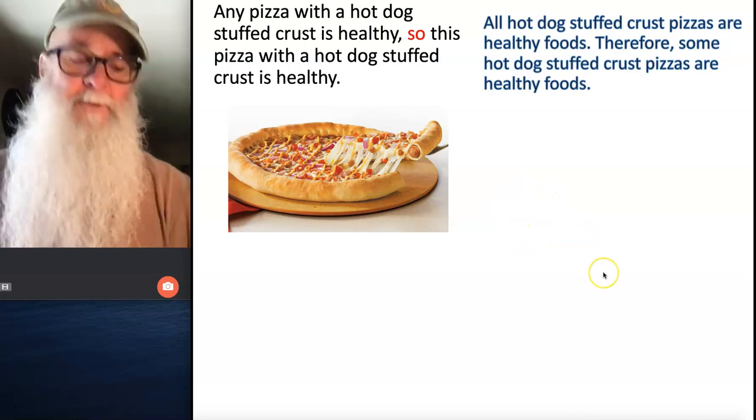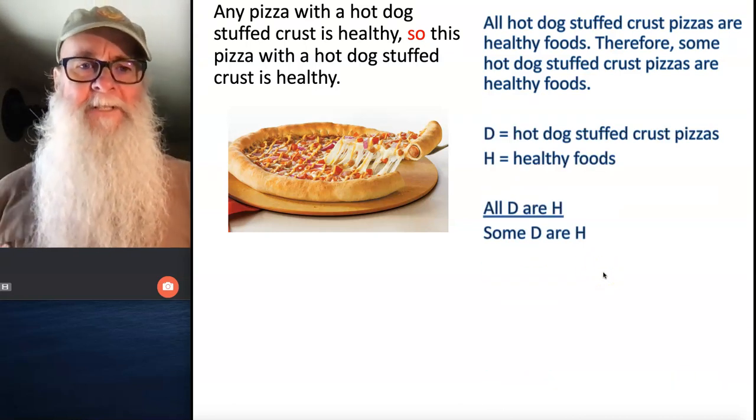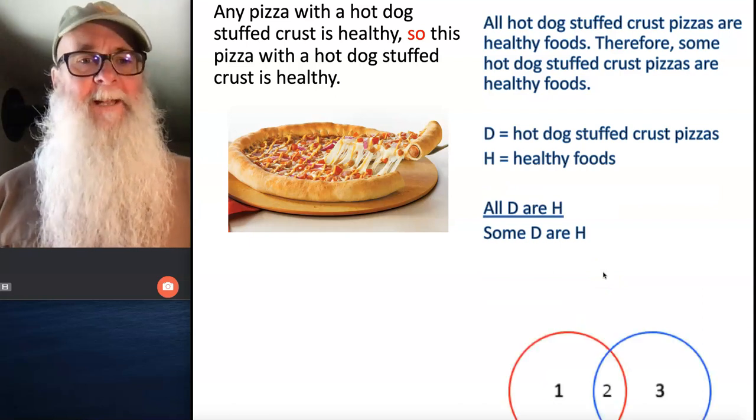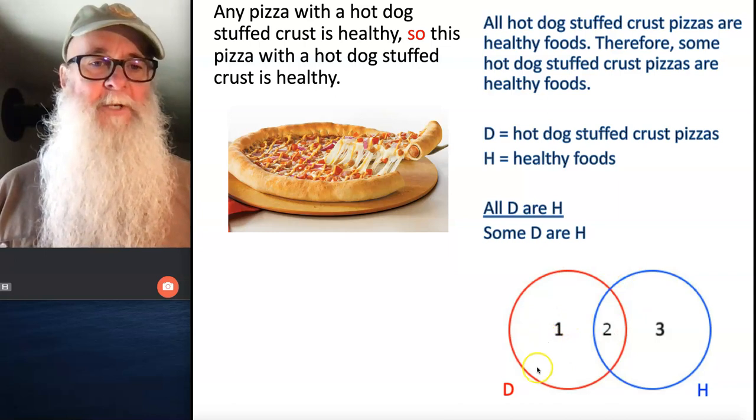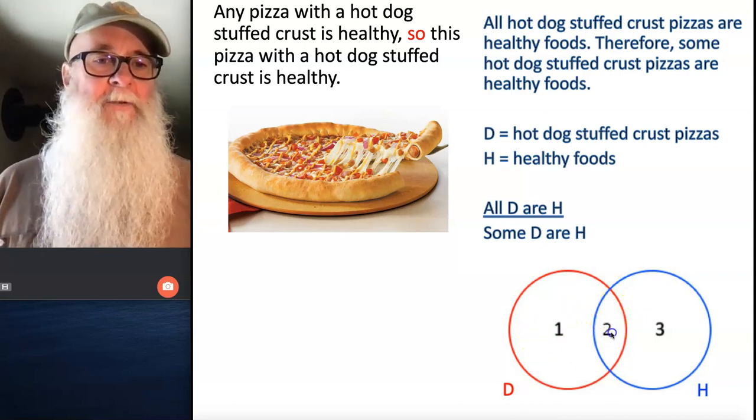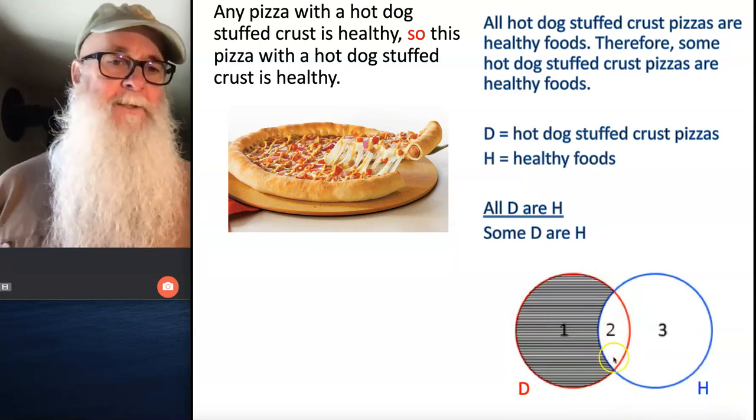Okay? So now we get to move on to representing the premise statement in a Venn diagram. We do that by shading in area 1. We want to show that all of the D's are over here in area 2. All of the D's are H's.